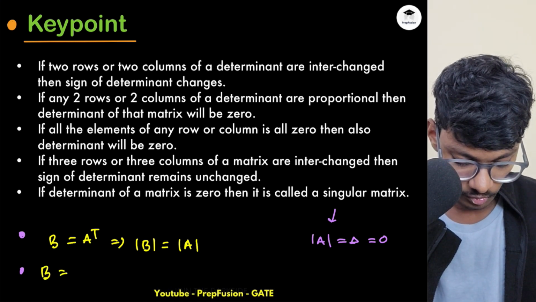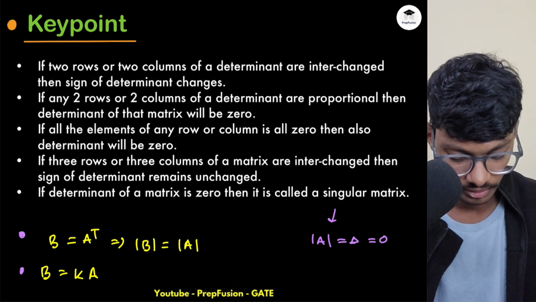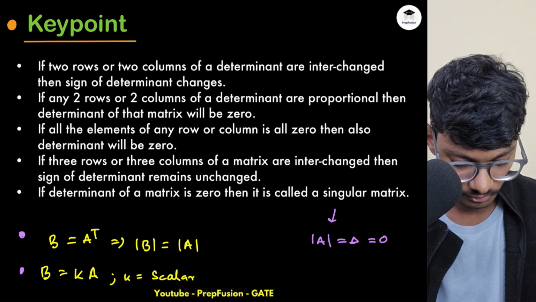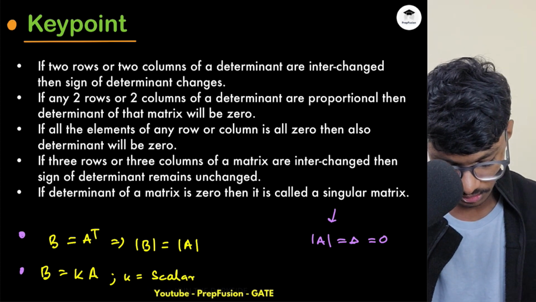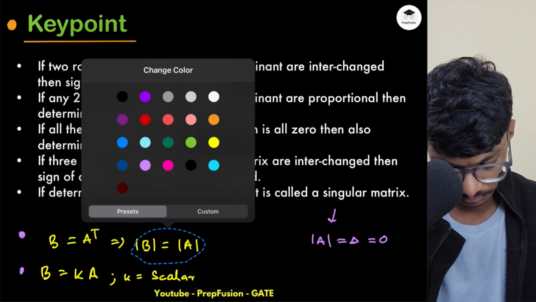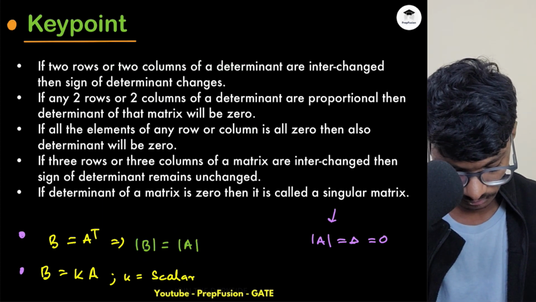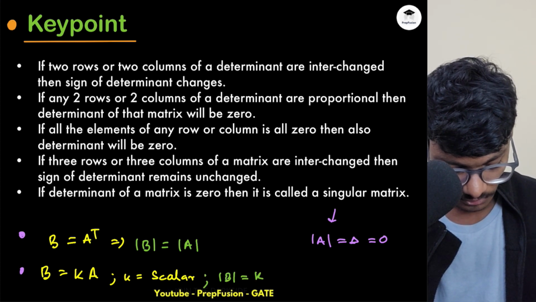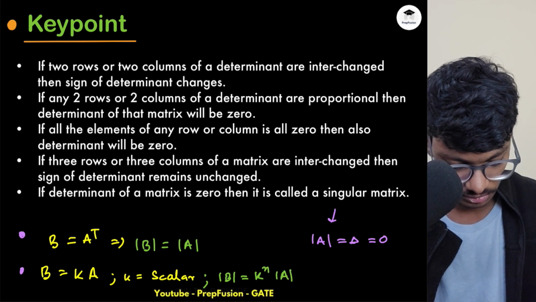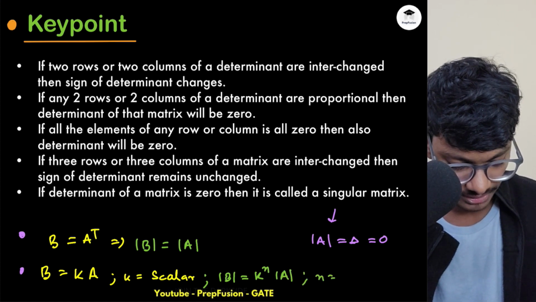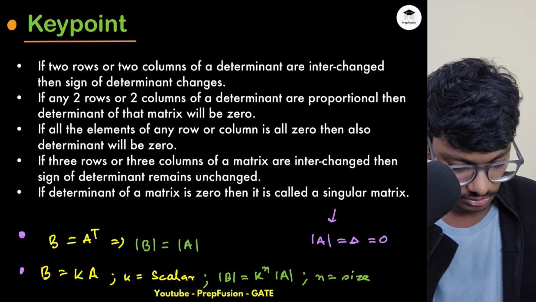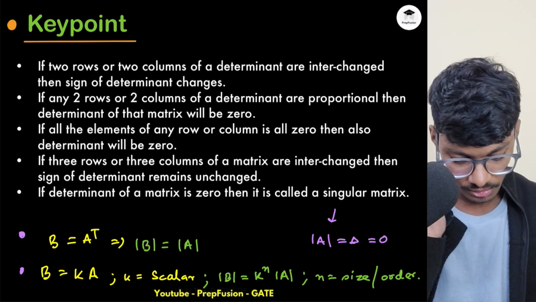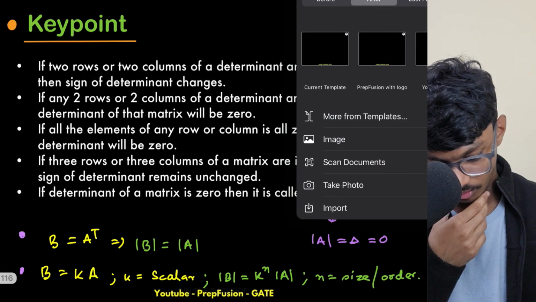Now if B equals to some scalar k times A, where k is some scalar real number, okay, then let me use some other color. Then your determinant of B will be equals to k raised to power n into determinant of A, where n is basically the size or order of the matrix. Okay, n is basically the size slash order of the matrix.